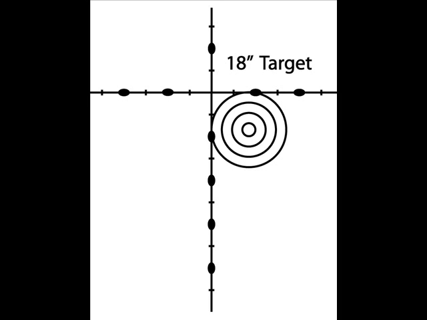And 1 mil is a conical type of measurement. It is 3.6 inches at 100 yards, and it's 36 inches at 1,000 yards. So it spreads out in a cone, and that's something important that you can remember.